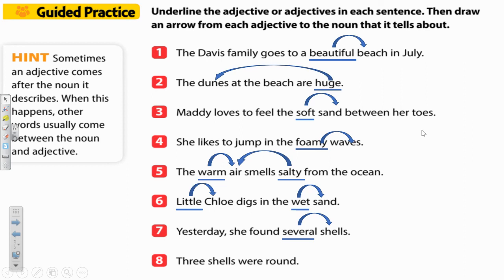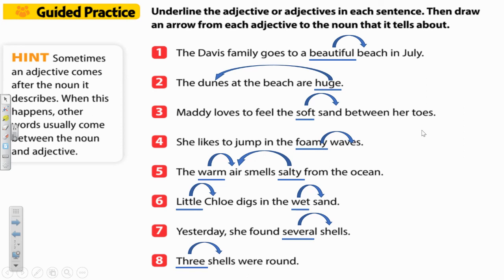And last but not least, number 8, 3 shells were round. I see a number word here. Number words are all adjectives because they describe how many. So in this case, it's 3 describing how many shells.